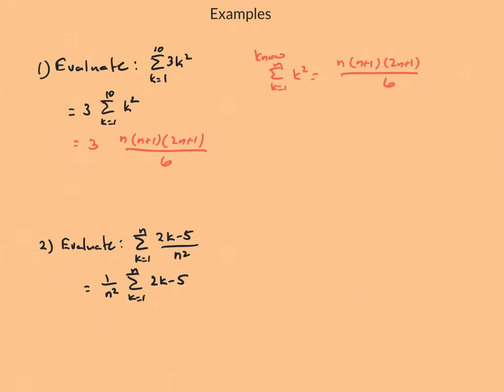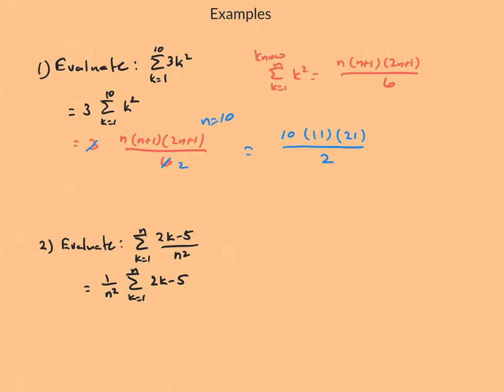But this time we're going to let n equal 10. So on this, I'll say, well, 3 does go into 6 twice. So this whole thing is going to be 10 times, I'll put 10 in for n, 10 times 11 times 21 all over 2. And then it's just a matter of multiplying that out.